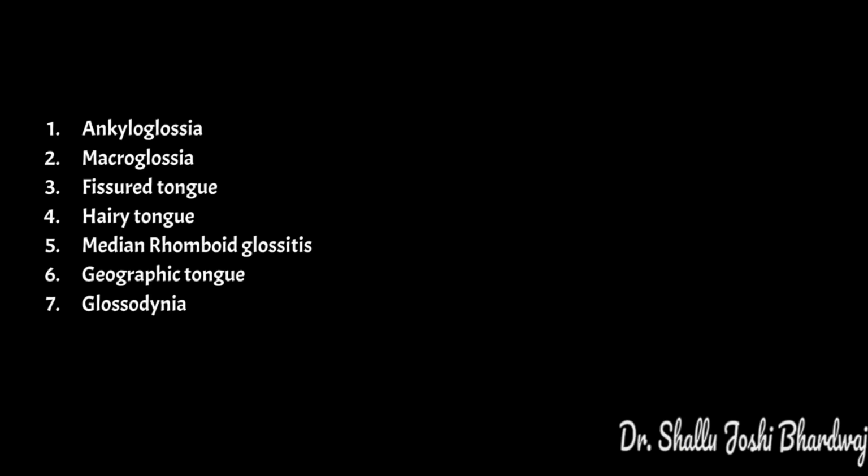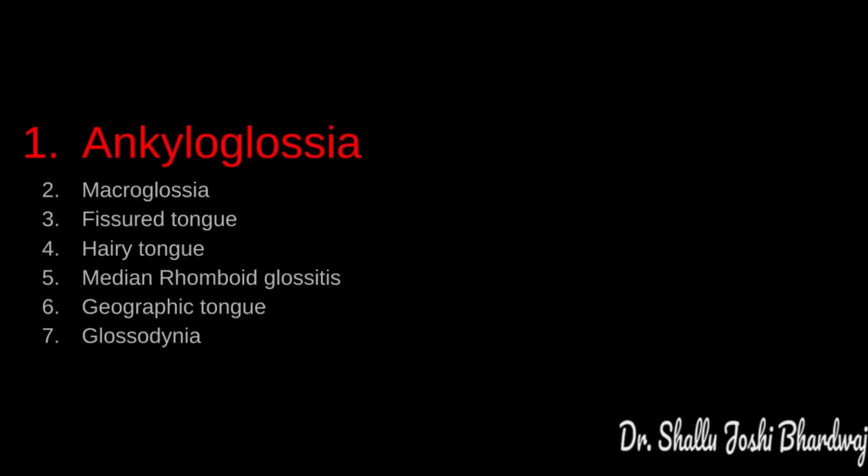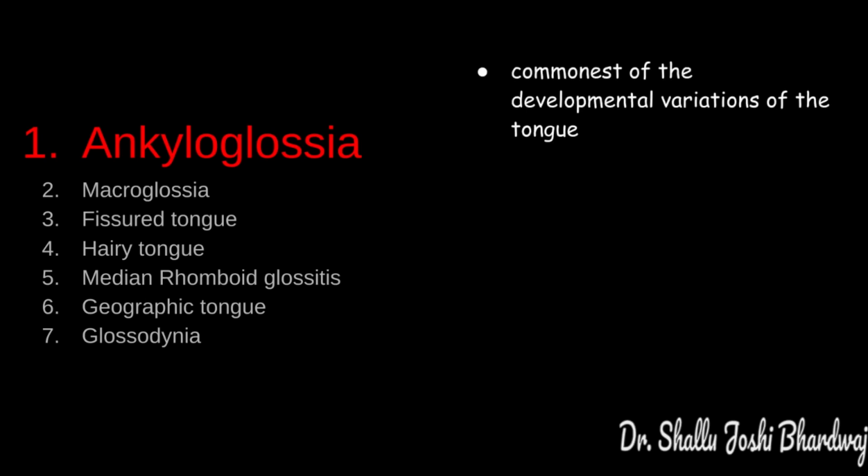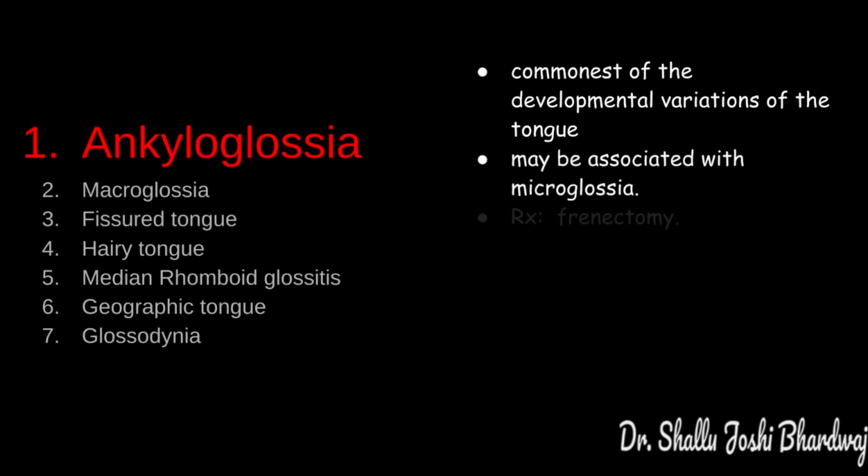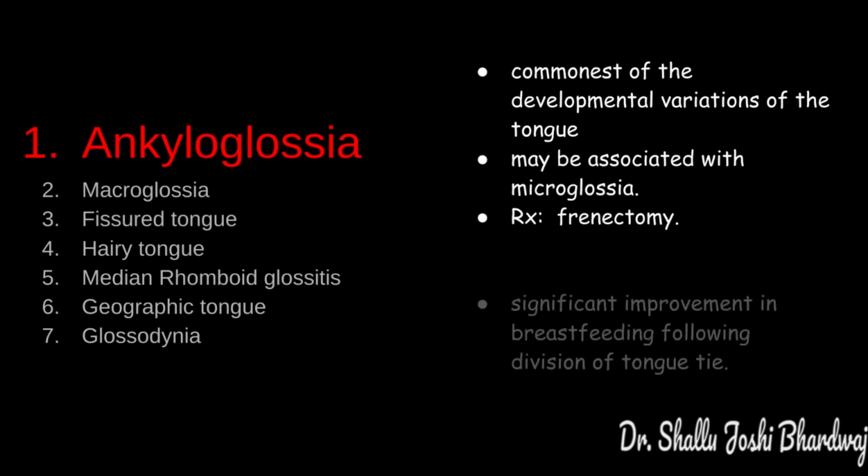This is the list of conditions which we'll be discussing today. The first one is ankyloglossia. You all know it's tongue tie. It's one of the commonest of all the developmental variations of the tongue, and it may also be associated with macroglossia. The treatment of ankyloglossia is frenectomy, that is, we cut the frenum there, and it has been seen that there is significant breastfeeding improvement following this division.